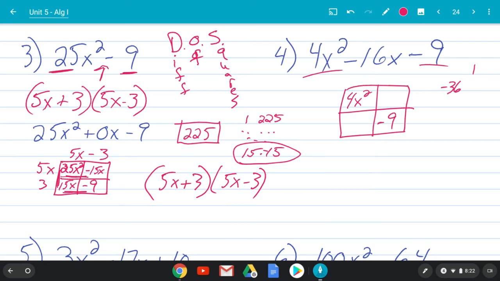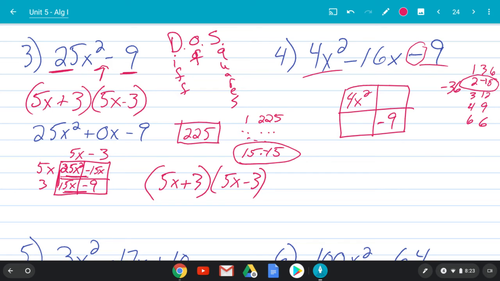Factors of 36. 1 and 36. 2 and 18. 3 and 12. 4 and 9. 6 and 6. Which of those come together to get me a 16 with opposite signs, right? Opposite signs. Yes. 2 and 18.